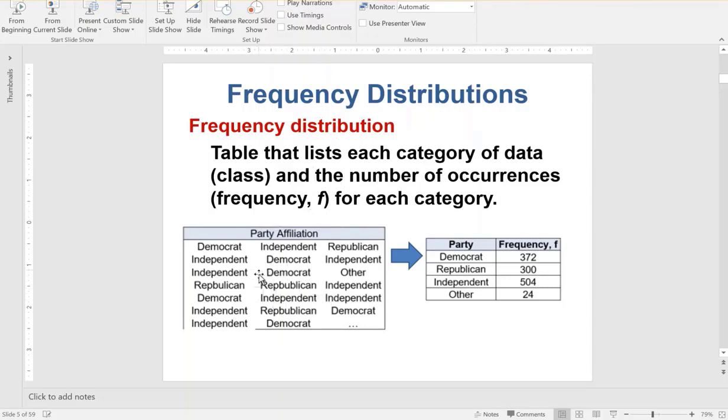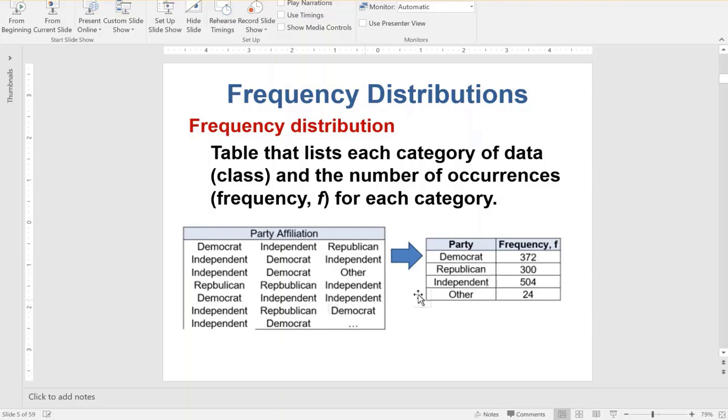So if you were going to organize this data set into a table, you'd come over here, and in the first column you would list all your choices for political party. So the possible categories are Democrat, Republican, Independent, and other. Then you would take the original data set and count up how many data values fell in each category. That's the frequencies. So here it said you have 372 Democrats, 300 Republicans, 504 Independents, 24 other.